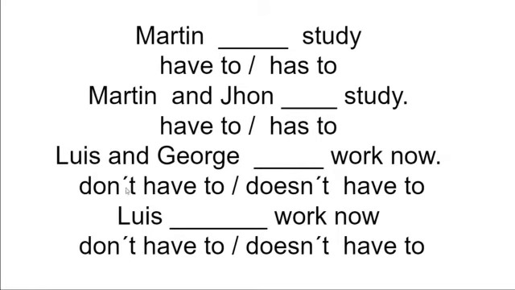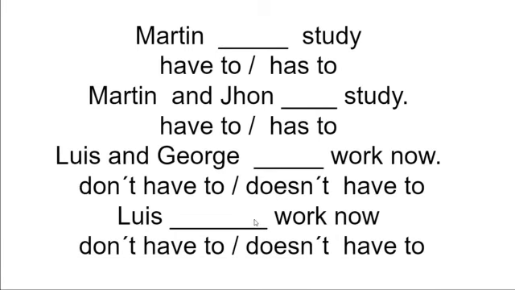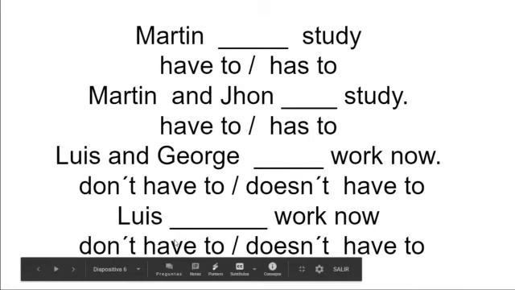Okay? Luis and George don't have to work now. Luis y Jorge no tienen que trabajar ahora. Okay? Now, with the next. Luis, work now. In this space, en este espacio, ¿qué tiene que escribir in negative? Don't have to or doesn't have to.